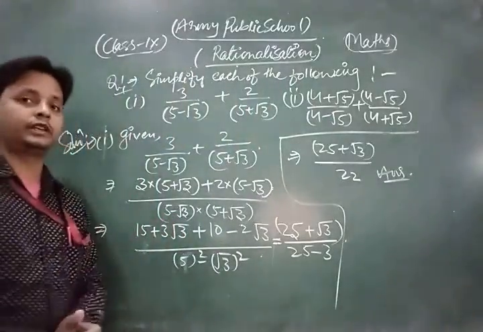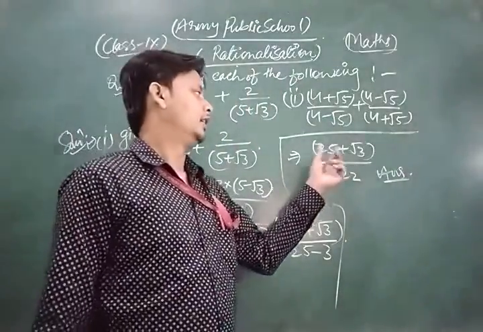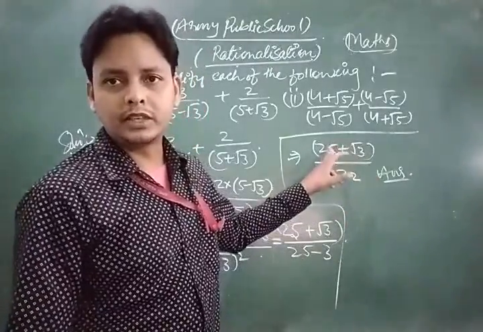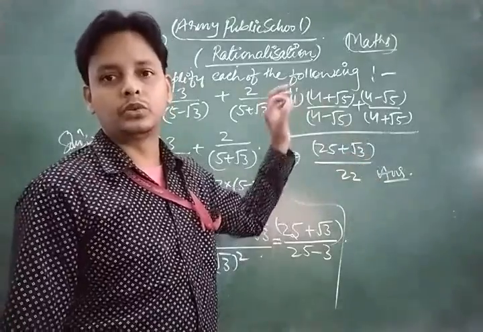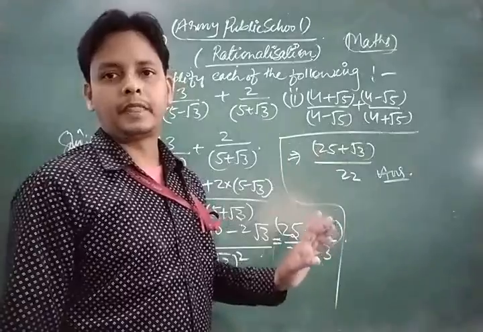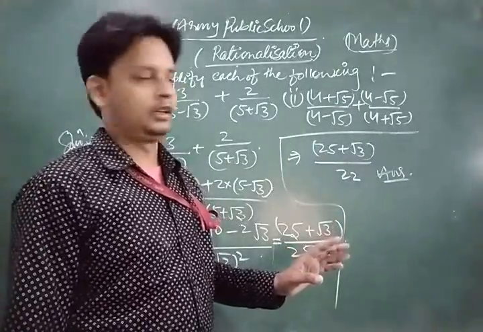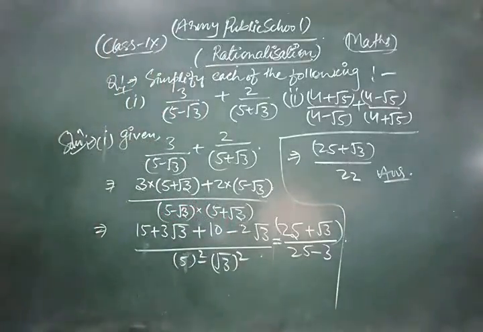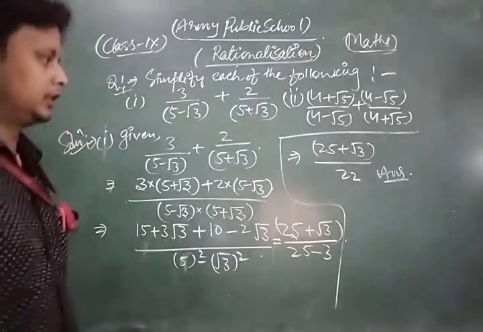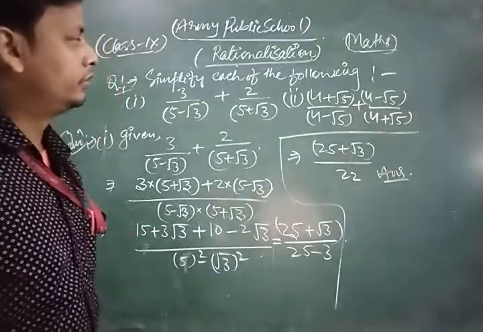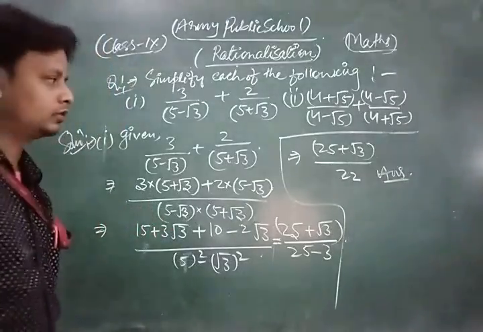Because, dear students, we can never add 25 and root 3, because one is rational and the other is irrational. A rational and an irrational number can never be added to each other, and in the numerator we get only 25 plus root 3, over 22. So this is the required solution of the given question. Okay, now we take and solve the second part of this question. Let's see.